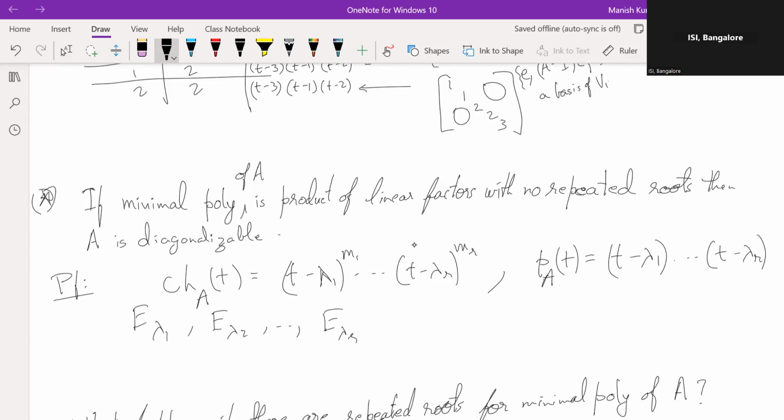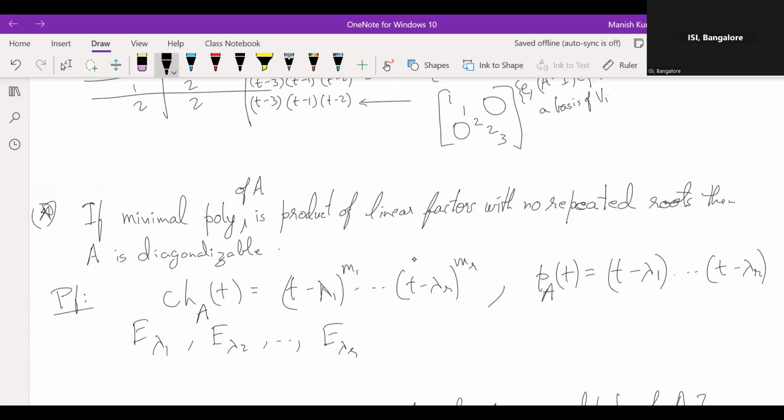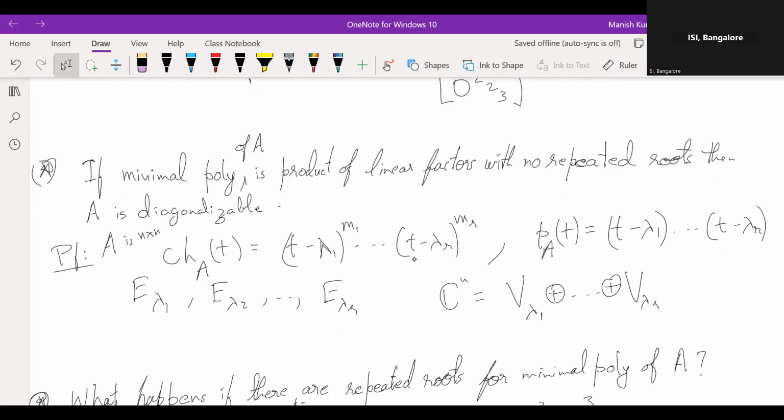So maybe say A is n by n. Then C^n you can write as V lambda 1 direct sum through V lambda r. And so we know the minimal polynomial of this endomorphism A.